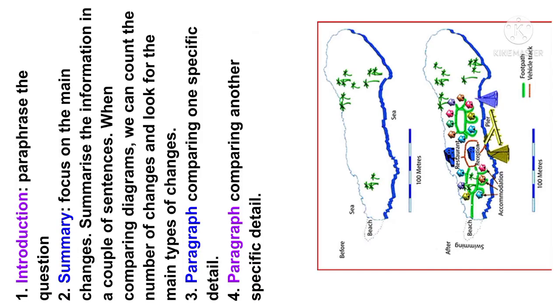1. Introduction. Paraphrase the question. 2. Summary. Focus on the main changes. Summarize the information in a couple of sentences. When comparing diagrams, we can count the number of changes and look for the main types of changes. 3. Paragraph comparing one specific detail. 4. Paragraph comparing another specific detail.